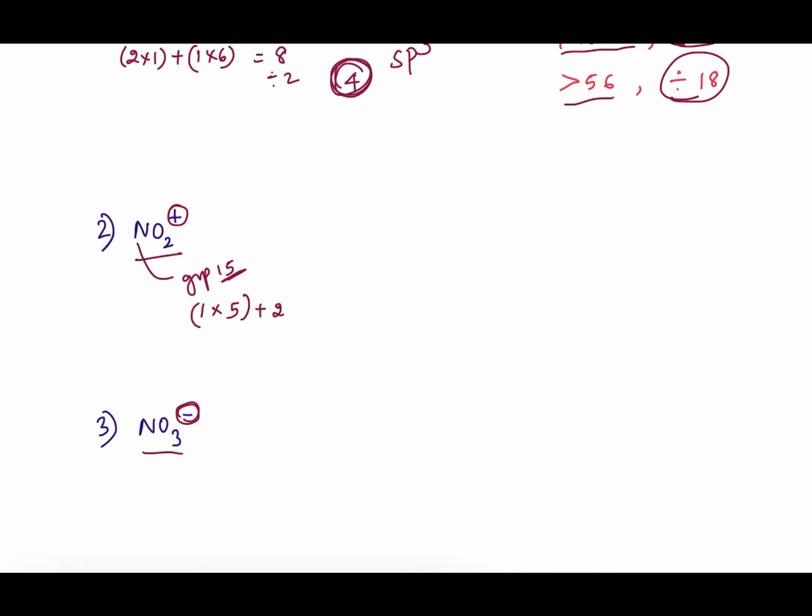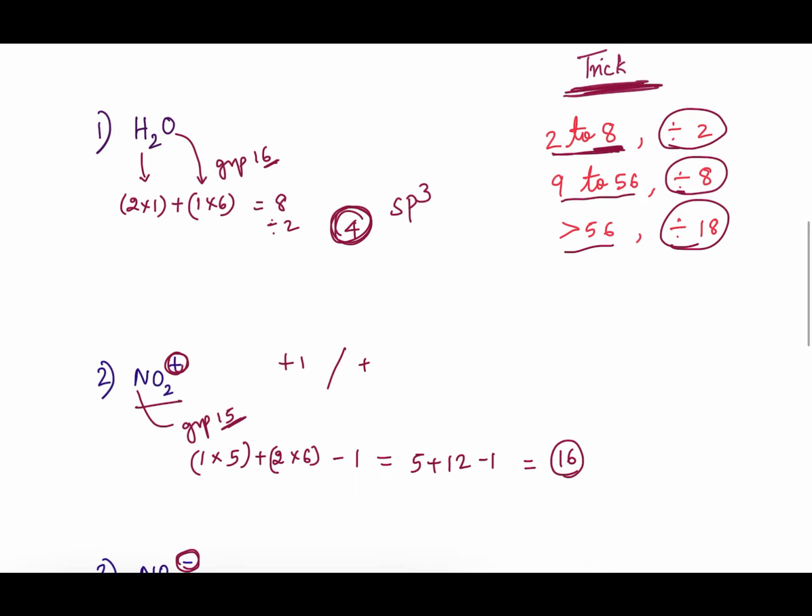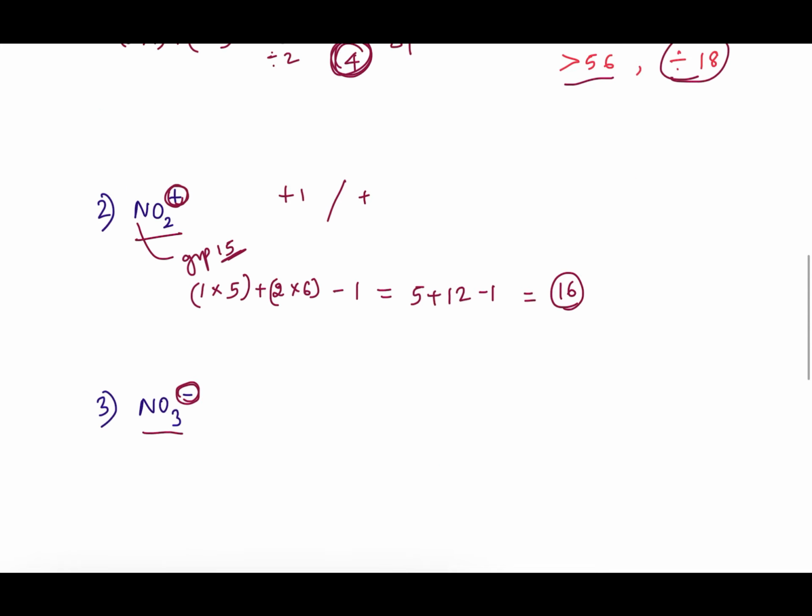I'll show you. Nitrogen belongs to group 15, so the valence electrons will be 5. 1 nitrogen into 5 plus 2 oxygen into 6. Now, you have this positive sign, so it means plus 1. If it is a positive value, then you need to subtract it, minus 1. So 5 plus 6 into 2, that is 12, minus 1. What is the answer? You get the answer as 16.